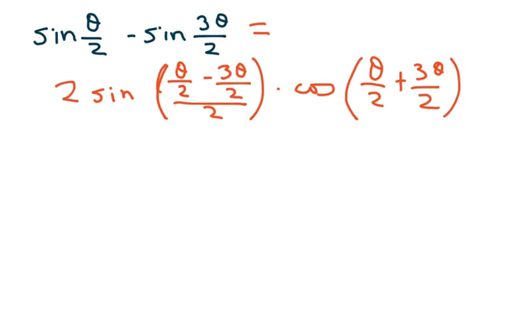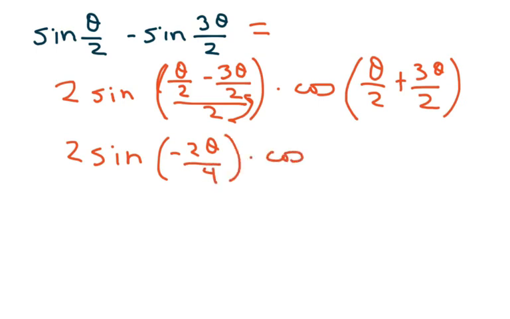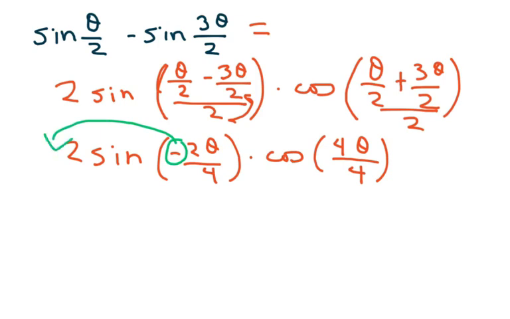All right, and so what are we going to get here? We're going to get 2 sine, and we're going to multiply these two, so that's going to be negative 2 theta over 4 times cosine of 4 theta, oops, forgot to put a 2 there, 4 theta over 4. And this negative here can be brought out because sine's an odd function. So we're going to negative 2 sine of, I'm going to simplify my fraction, theta over 2 times cosine of theta. And that's all. These are all pretty simple.